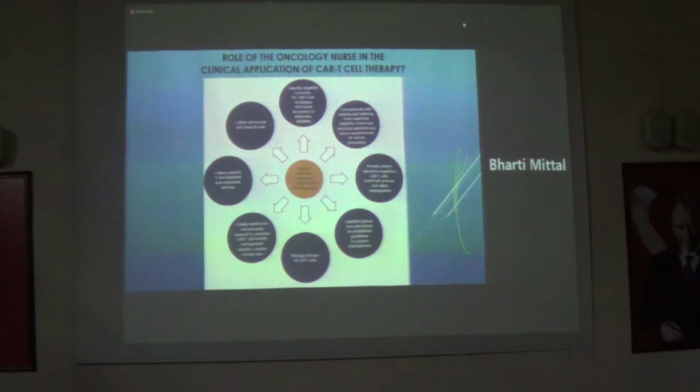They have to collect the data, expedite the eligibility screening for CAR trial candidates, and communicate with the patients and the team. They should provide education to the patients on the treatment process and safety management. They should establish the patient care plan based on the established guidelines and manage the patients. They should closely monitor the patients for all these symptoms and promptly respond to CAR T cell toxicities and their management.